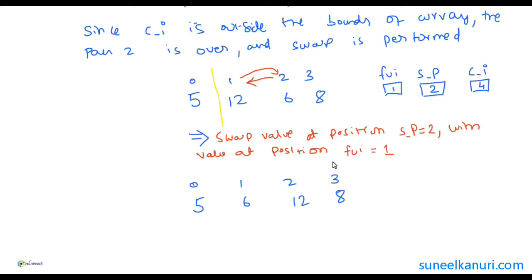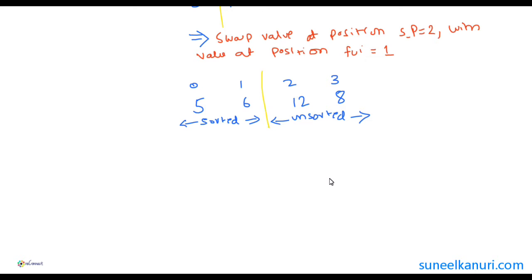And that moves our sorted part one step to the right. So everything to the left of this yellow line is sorted and everything to the right is unsorted. Alright, so that brings us to the end of pass 2, and we move on to pass 3.